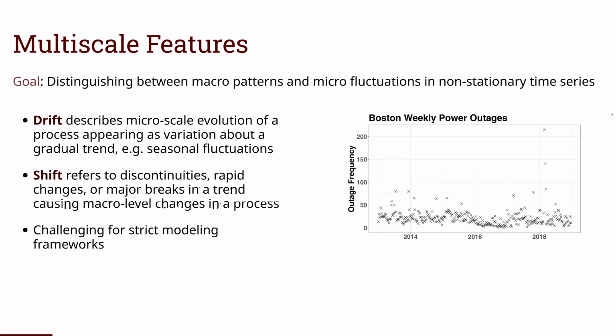And then the macro level changes. On this screen you can't really see it, but this is some jump in weekly power outages. That's a macro level change you can see in the data, and we call that a shift. This type of behavior in data can be challenging for what I call a strict modeling framework. Maybe like a time series with 1 lag is a strict hypothesis of how that is evolving.